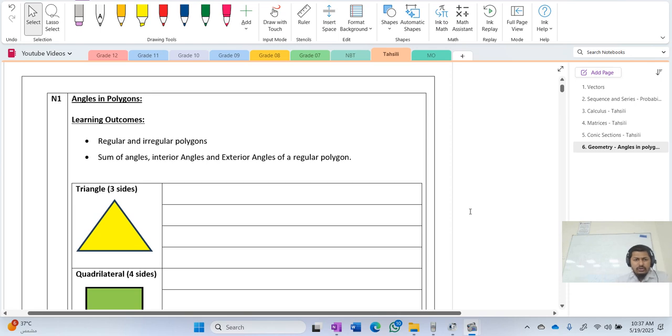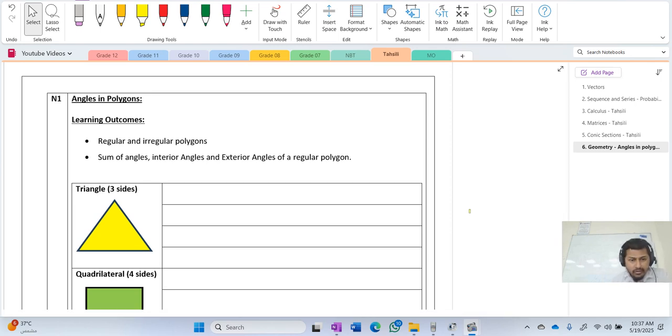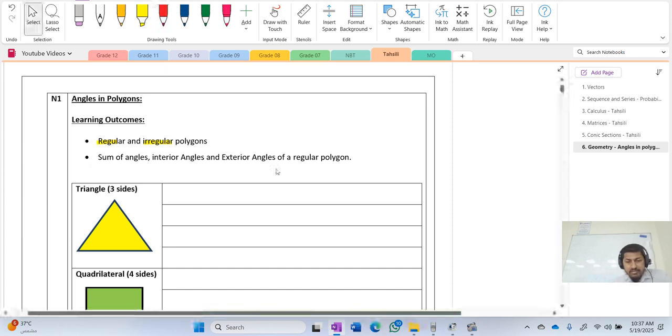A polygon is a 2D figure that has three or more sides. Now we get two types of polygons: a regular polygon and an irregular polygon. Regular polygons are where each angle is the same and each side is the same, and irregular polygons are polygons where the angles are different and the sides are different.